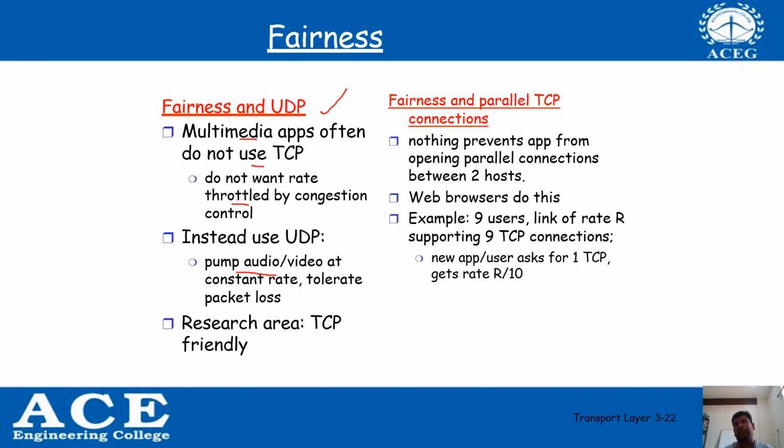So what about this TCP fairness? As I mentioned earlier, if the bandwidth rate is R and we have K parallel sessions, here we can parallelly start a number of connections between the two hosts. For instance, in a web browser, if there are 9 users sharing the bandwidth of R, and a 10th user is added, then it will be divided among the 10 users. So TCP is handling good fairness among multiple connections.